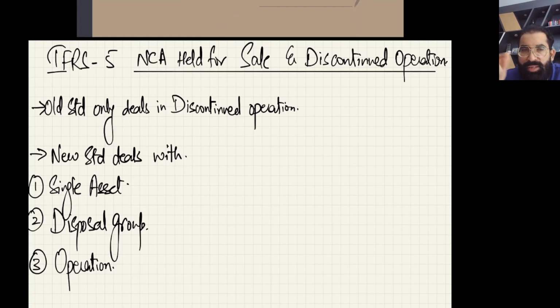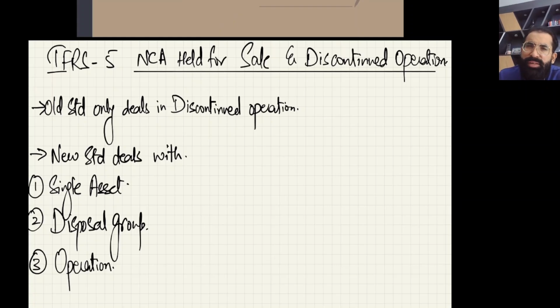So IFRS 5, this standard says now you should classify this asset as a current asset. Now this asset is no longer a non-current asset. So please shift this asset to current asset. This is the basics. Okay. Now see the screen.